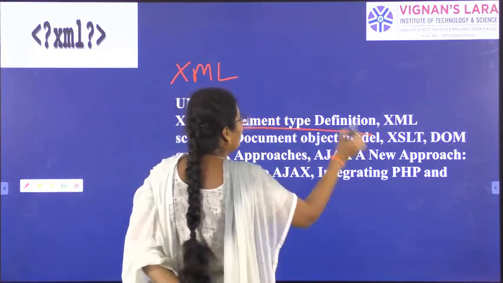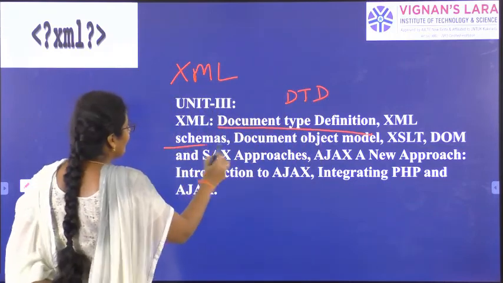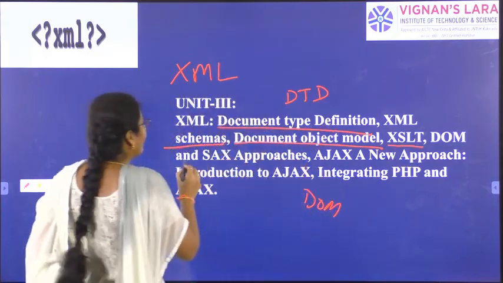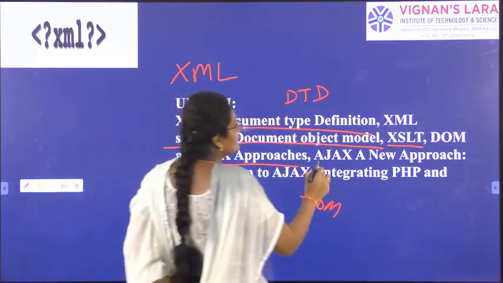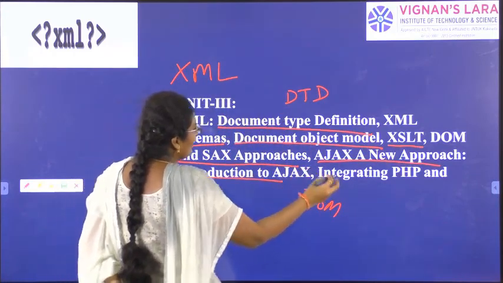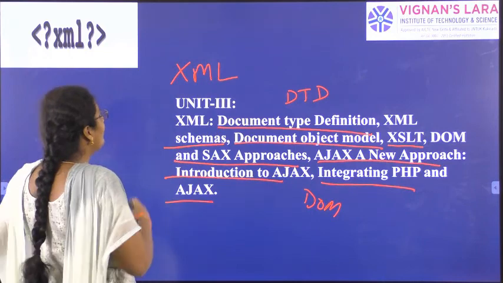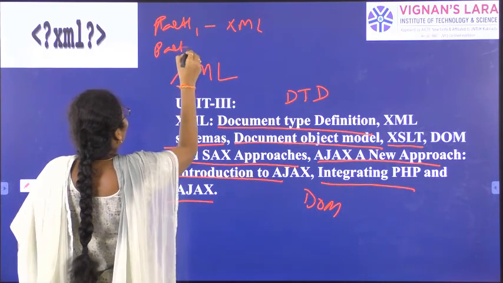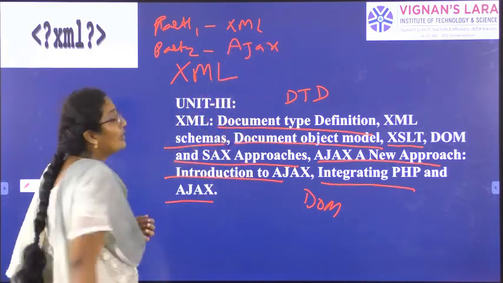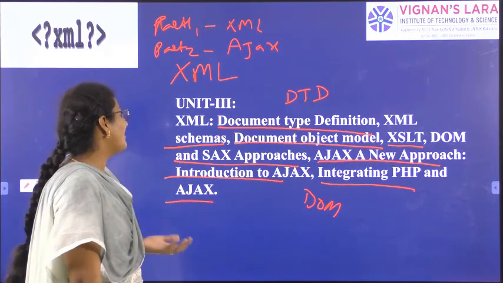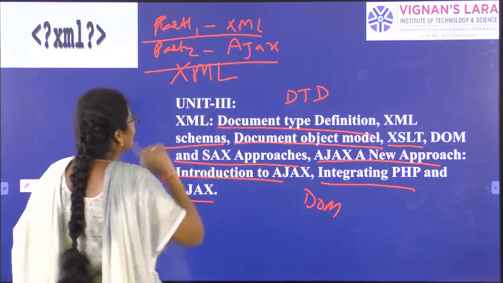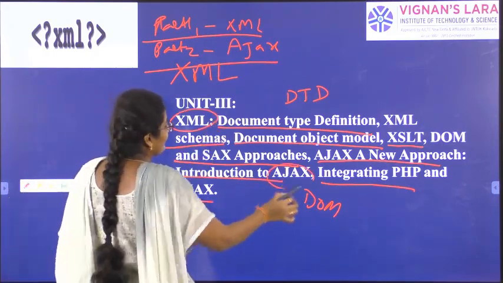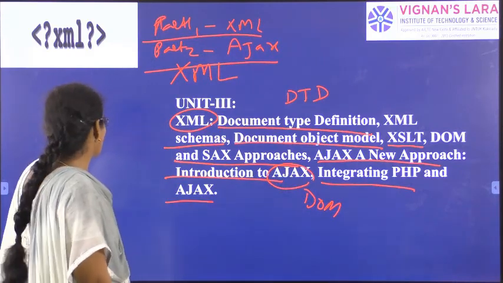Document Type Definition, nothing but DTD, XML schemas, Document Object Model DOM, XSLT and SAX approaches, AJAX a new approach, introduction to AJAX, integrating PHP and AJAX. So in Unit 3 we have two parts. Part 1 is XML, part 2 is AJAX. These two will be under Unit 3. What is XML, what are its contents, what is AJAX, and how you can integrate PHP and AJAX, we will see in the following slides.